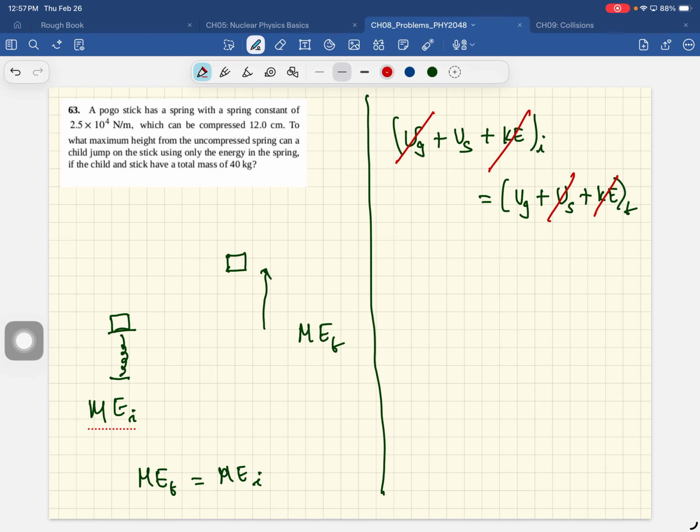So what is this saying? The spring potential energy in the initial configuration got turned into gravitational potential energy in the final configuration. That's what happens. You compress the spring, and that spring potential energy got turned into gravitational potential energy. Okay, so initial.